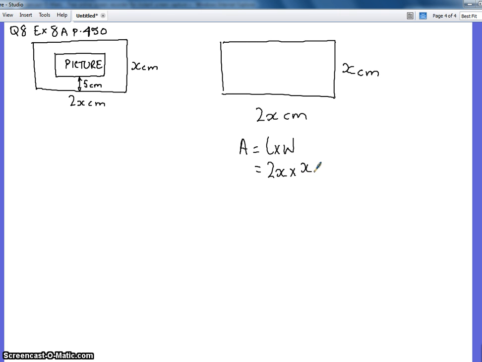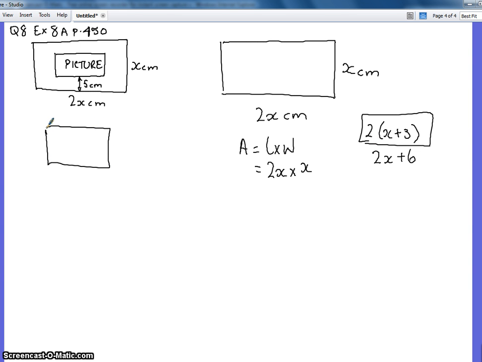Alright. And then the B, find an expression in expanded form. So expanded, so you haven't solved it. So this is in expanded form. This is in simplified form. See the difference? Expanded form just leaves it expanded as much as you can go. Alright. Find an expression in expanded form for the area of the picture only. So the picture only is a little bit smaller.